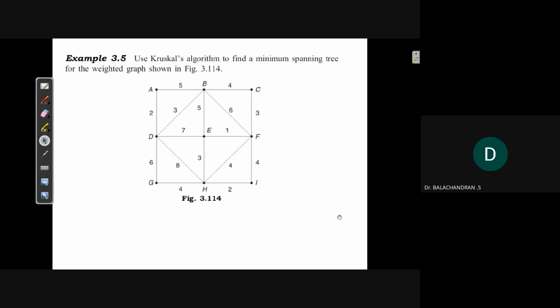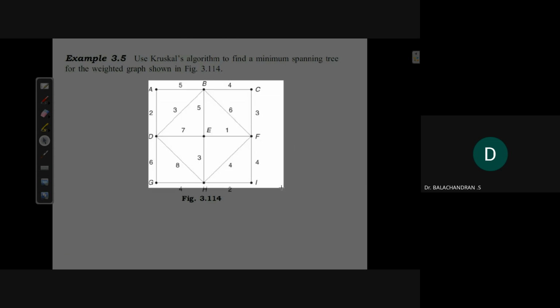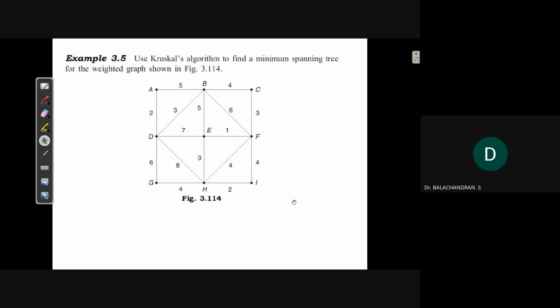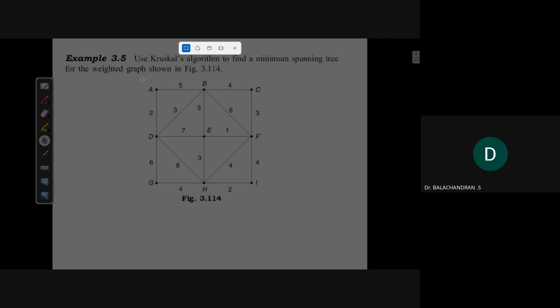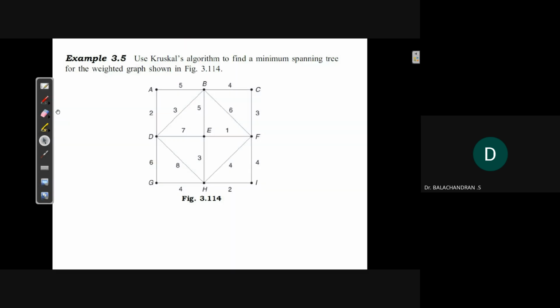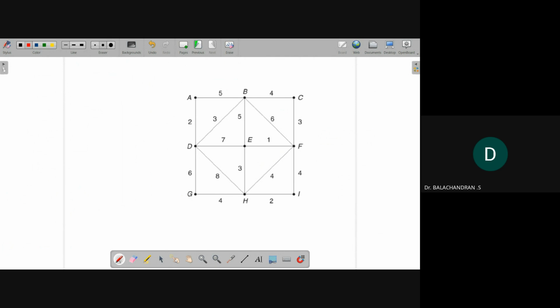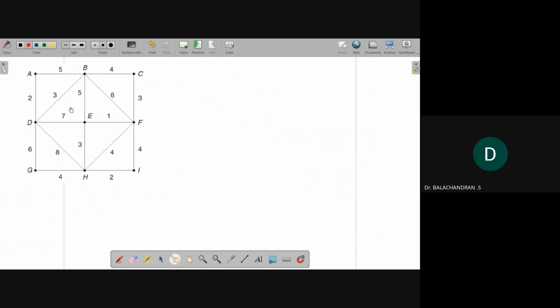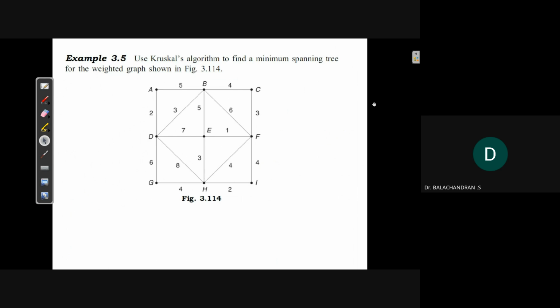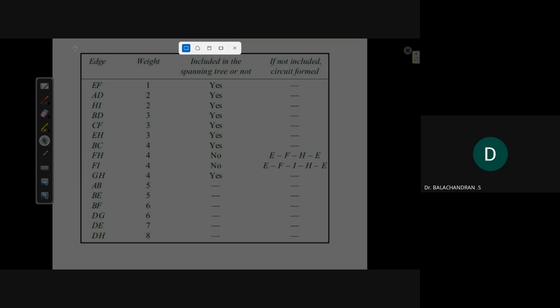Okay, so next I will go to this column. So I'll take the snapshot. So use Kruskal algorithm to find the minimum spanning tree for the weighted graph shown in this figure. So this is the explanation. Here it is given.